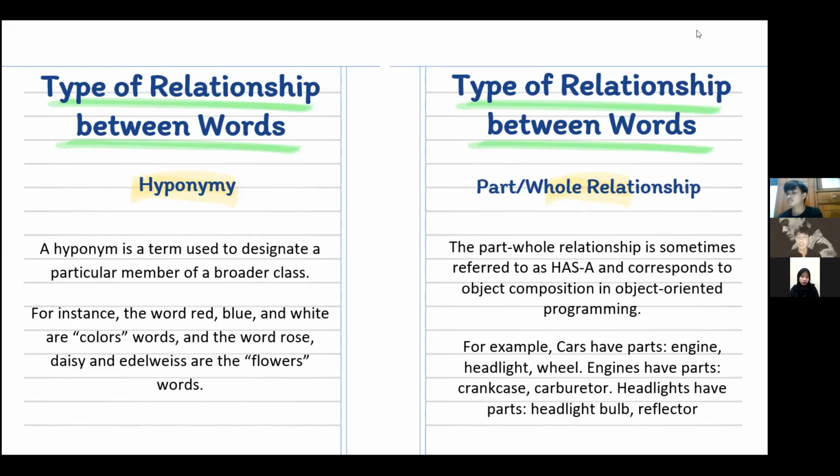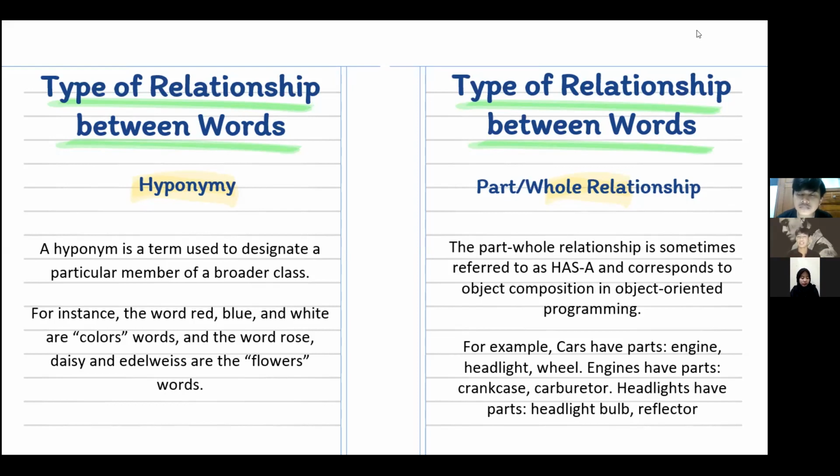For example, a car has parts. The parts are engine, headlight, and wheel. And the engine has parts. The parts are crankcase and carburetor. And the headlight has parts too. The parts are headlight bulb and reflector.